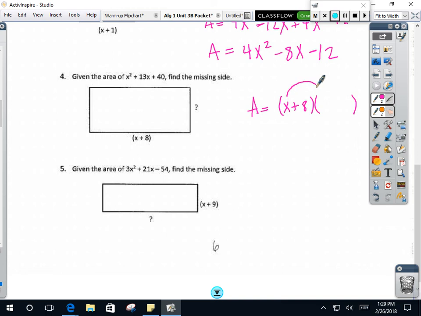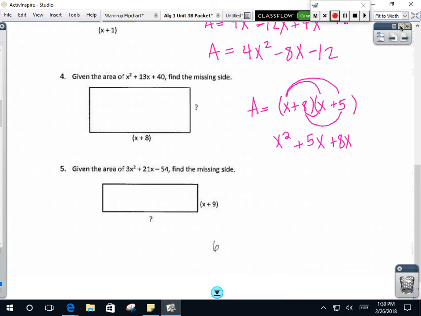Well, x times what would give you that x squared? And 8 times what would give you the 40? Positive 5. Now let's just make sure the rest of it works out. So the x times x gives you the x squared. X times 5 gives you 5x. 8 times x gives you 8x. And 8 times 5 gives you 40.